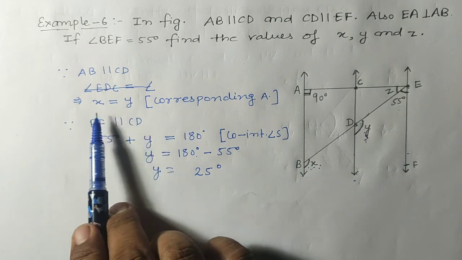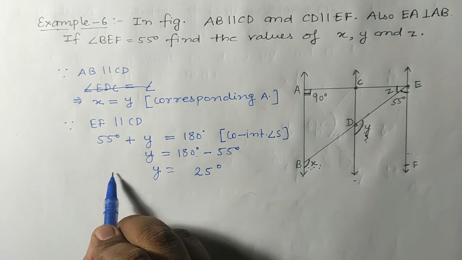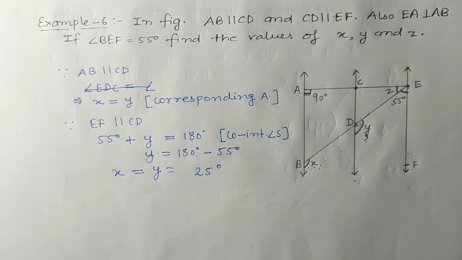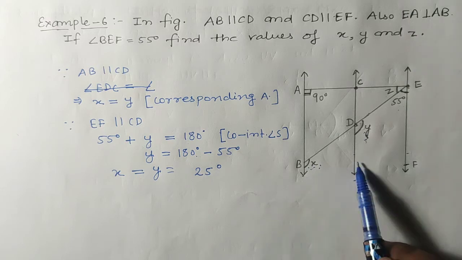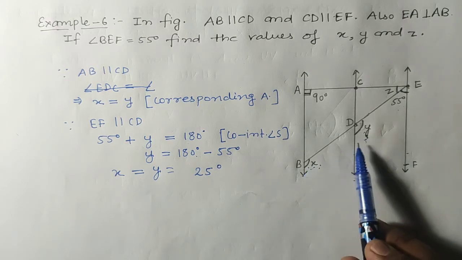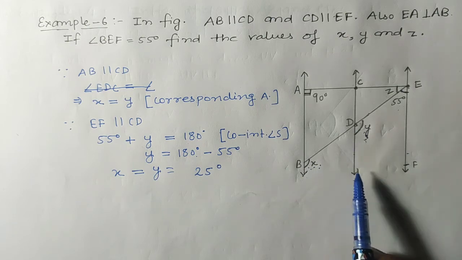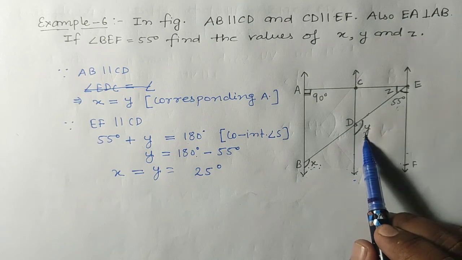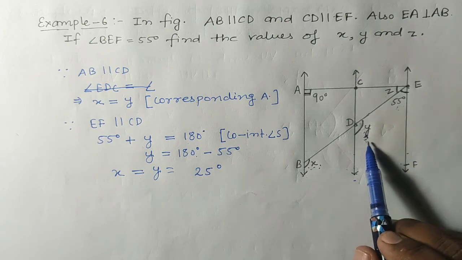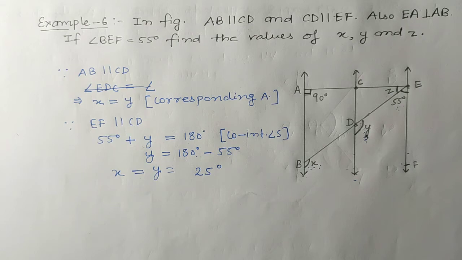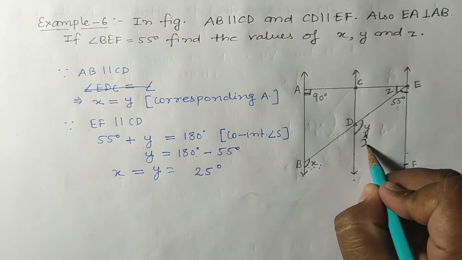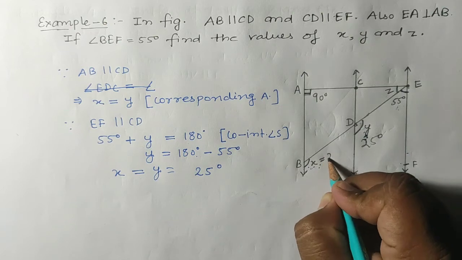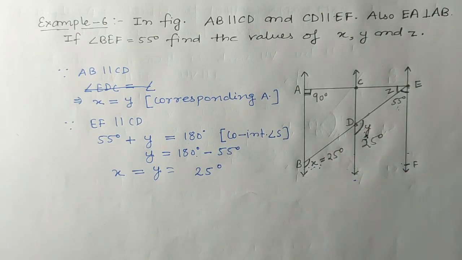And as I told you earlier that X is equal to Y, so we can write here that X is also equal to Y and it is equal to 25 degrees. Are you getting my point? Since these two lines are parallel, their corresponding angles are equal, X is equal to Y, and since these two lines are parallel, the sum of their co-interior angles will be 180 degrees. So from here we have got the value of Y, that is 25 degrees, and this X is also 25 degrees.